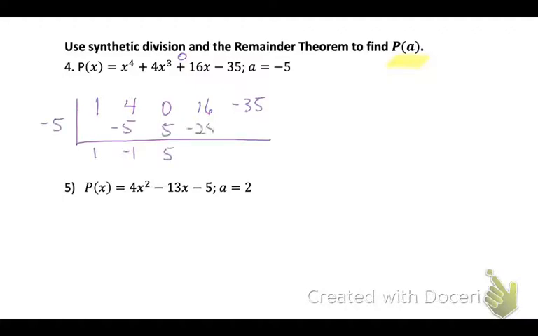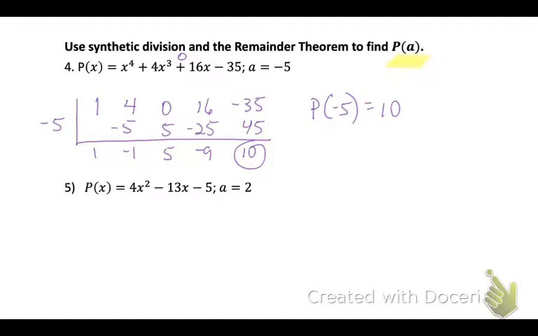Then we do the synthetic division process, so we bring down our 1 and then multiply diagonally and add vertically. Now we're going to look at our last number, which is our remainder, and we want to know what p of a, or in this case p of -5, equals, and that will be 10, our remainder in our synthetic division process. And that's what the remainder theorem says.